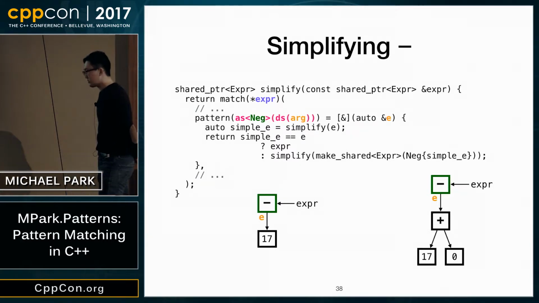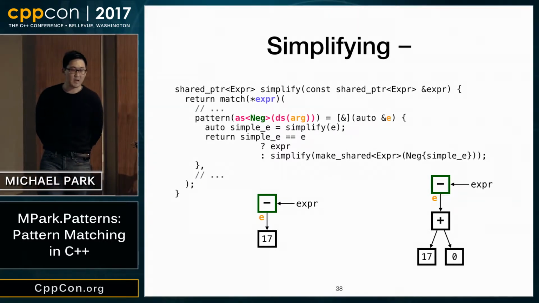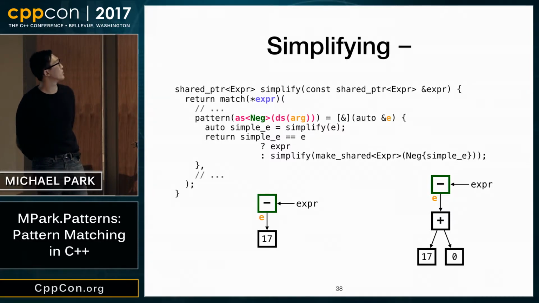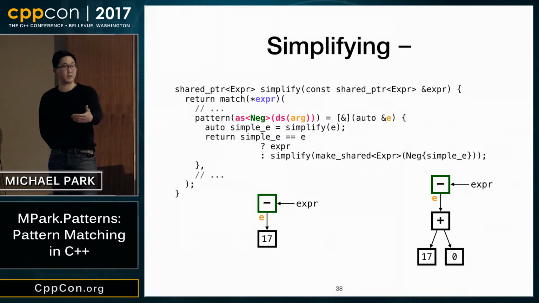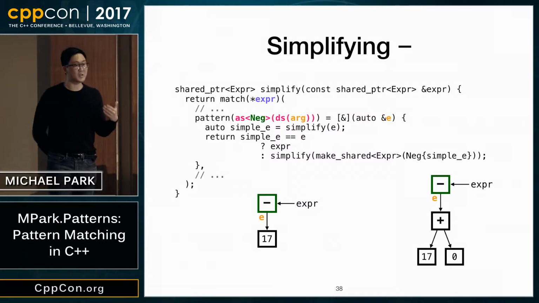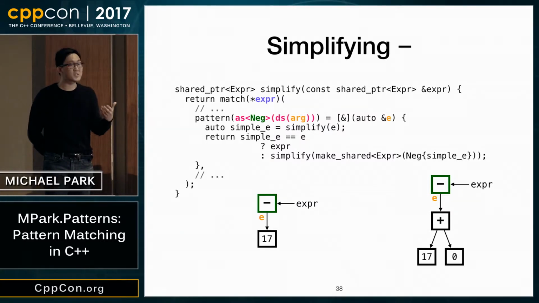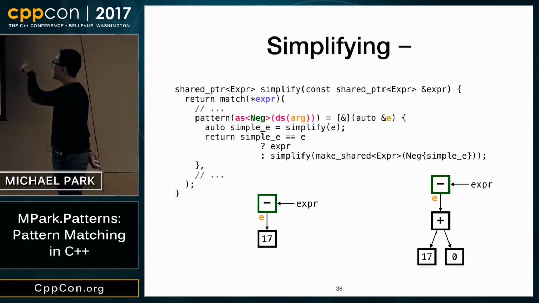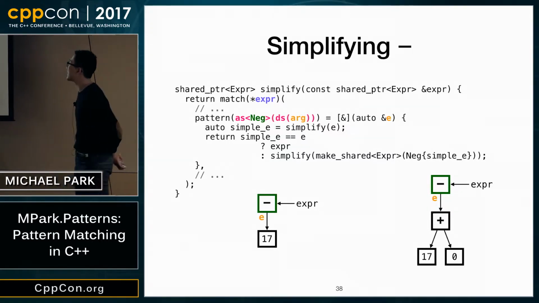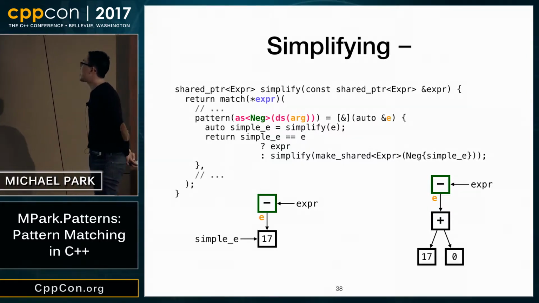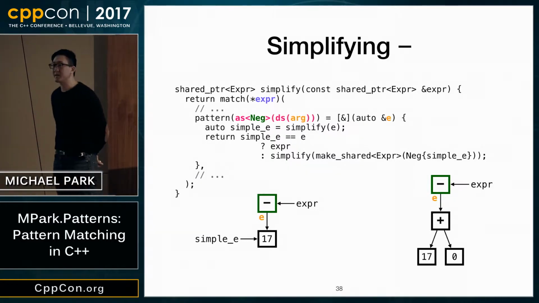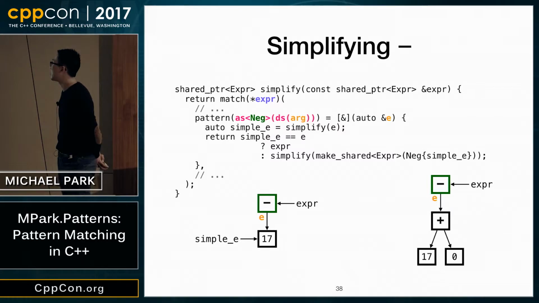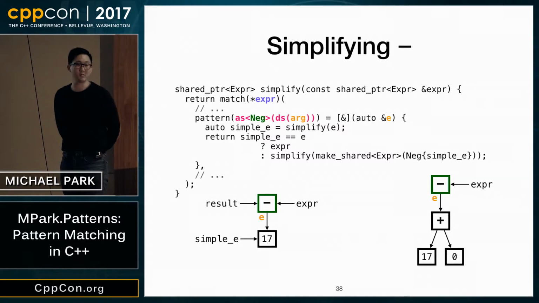Simplifying negative in general. When it's not a double negative, the case is actually pretty simple. We first try to simplify the thing underneath the negative, and if that doesn't change anything, then we just return the result. So the first case in the conditional is the left-hand side diagram. We try to simplify E, and the simplified E comes out to be the same thing. If it's the same thing, then just return the thing that you had before.